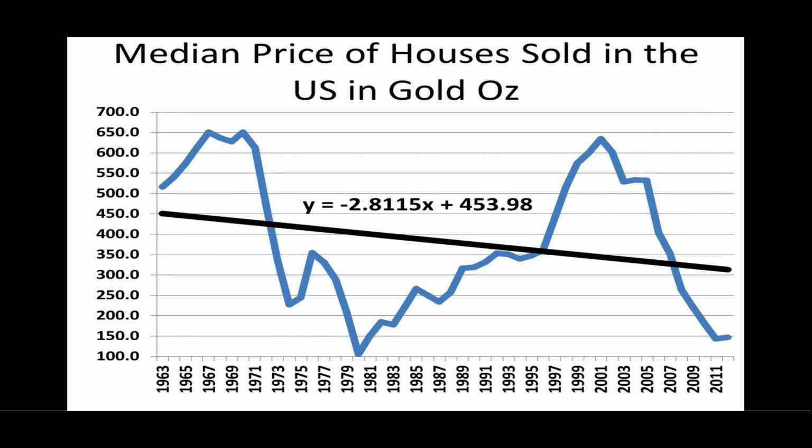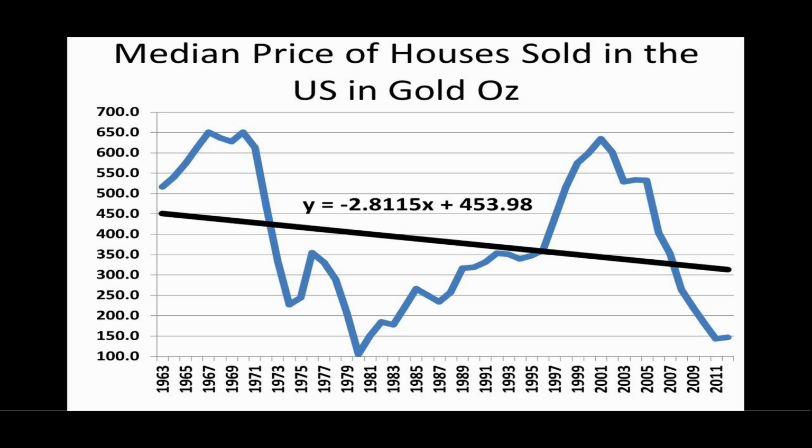Then we move on to the prices of the median house sold in the US for each year, but this one's measured in terms of gold ounces. And that's the blue line here on this graph. You can see how it's really different from the graph of the price in terms of US dollars. And then the black line is also a linear regression line. The equation for that is minus 2.8x plus 453, or roughly 454.